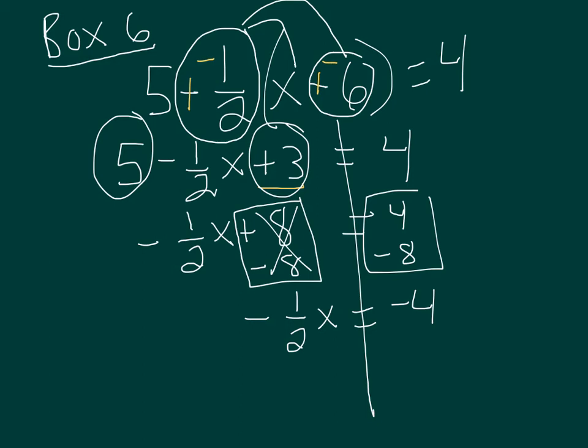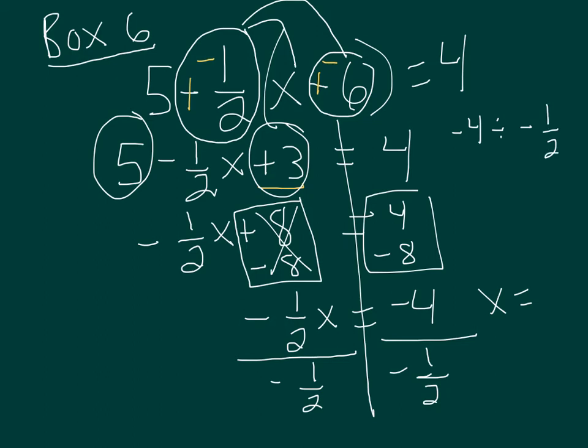Now, just because there's a fraction there doesn't mean you have to do anything crazy. Negative 1/2 times x. So to get rid of something you multiply, the coefficient, you're going to divide by negative 1/2. So x equals, you're going to remember how to divide. Negative 4 divided by negative 1/2, you're going to multiply by the reciprocal. So that's like negative 4 times negative 2 over 1. So negative 4 times negative 2 is positive 8.